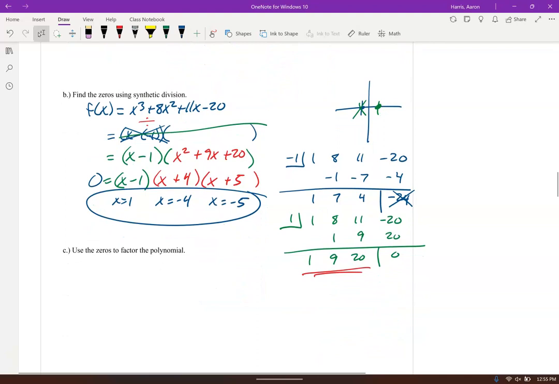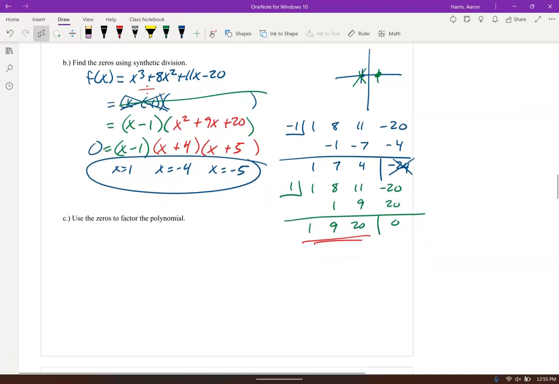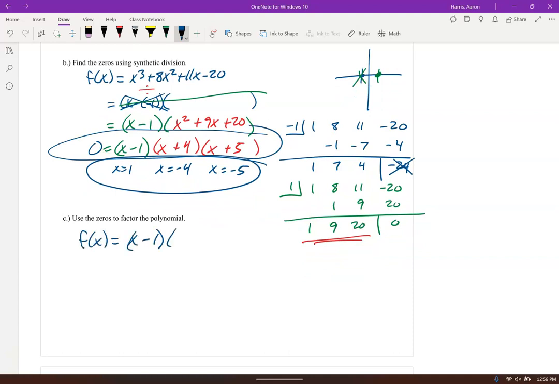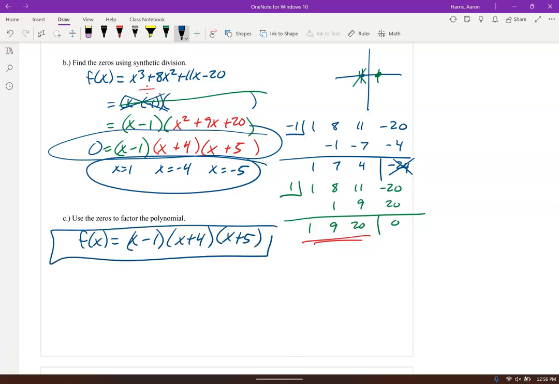So sure enough, I had 3 zeros. They were all real zeros, and they were in our list. We were kind of lucky that we hit one of them right off the bat after the second try. The last part just says use the zeros to factor it. Well, you already have it factored right there. I do that all at the same time in the process. So just list it in factored form right there. Okay.